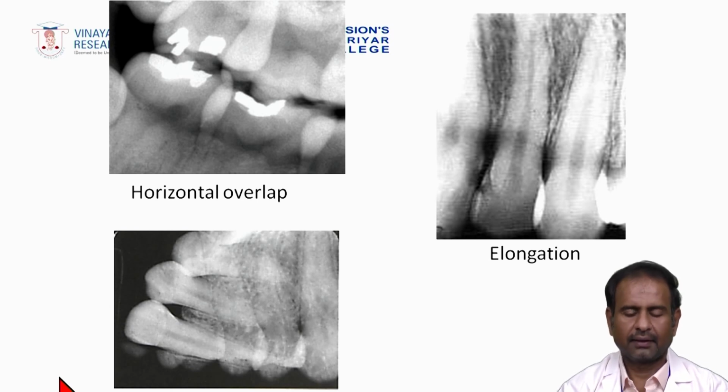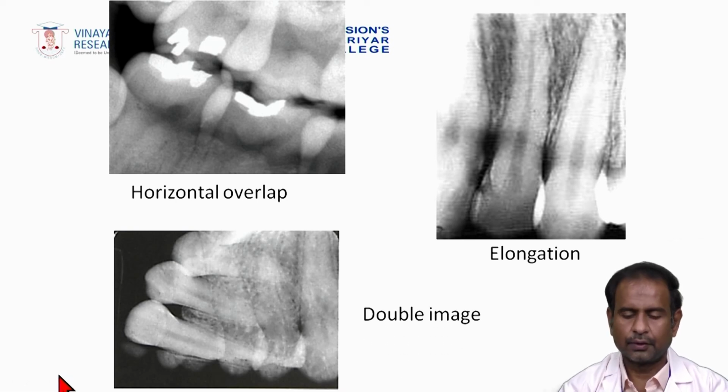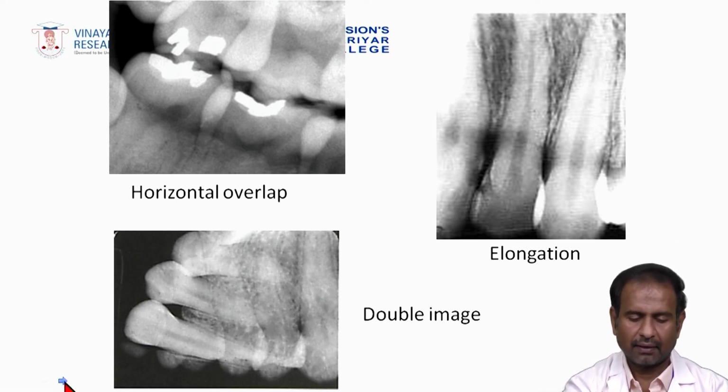This is the next image. There are two images. See the horizontal one and the vertical one. There is a double image: the same film exposed two times. This error will occur.